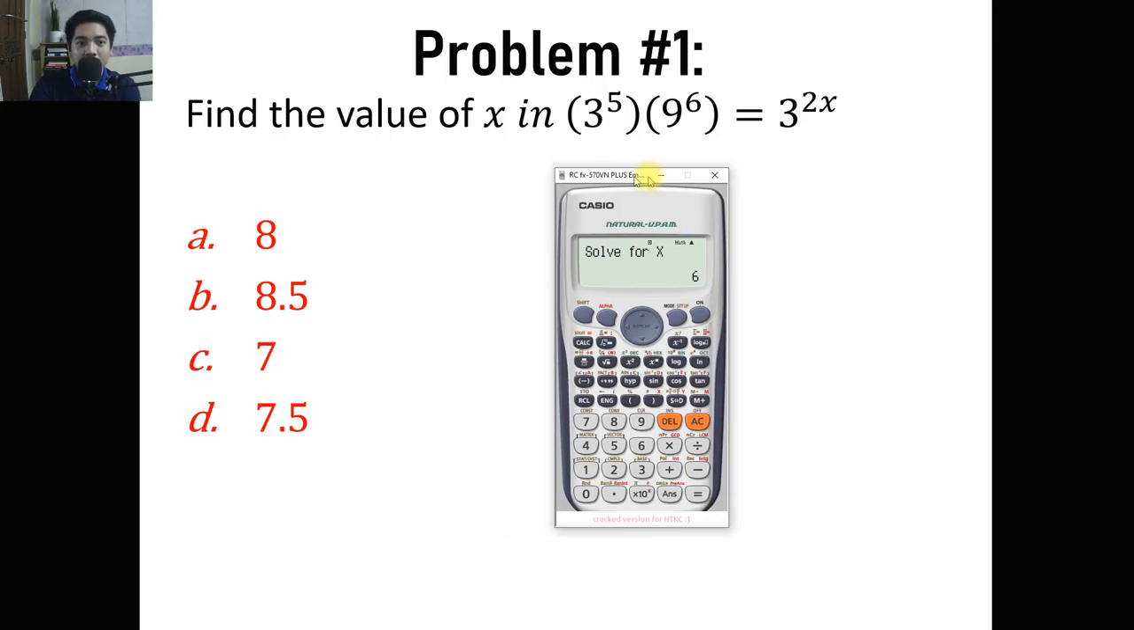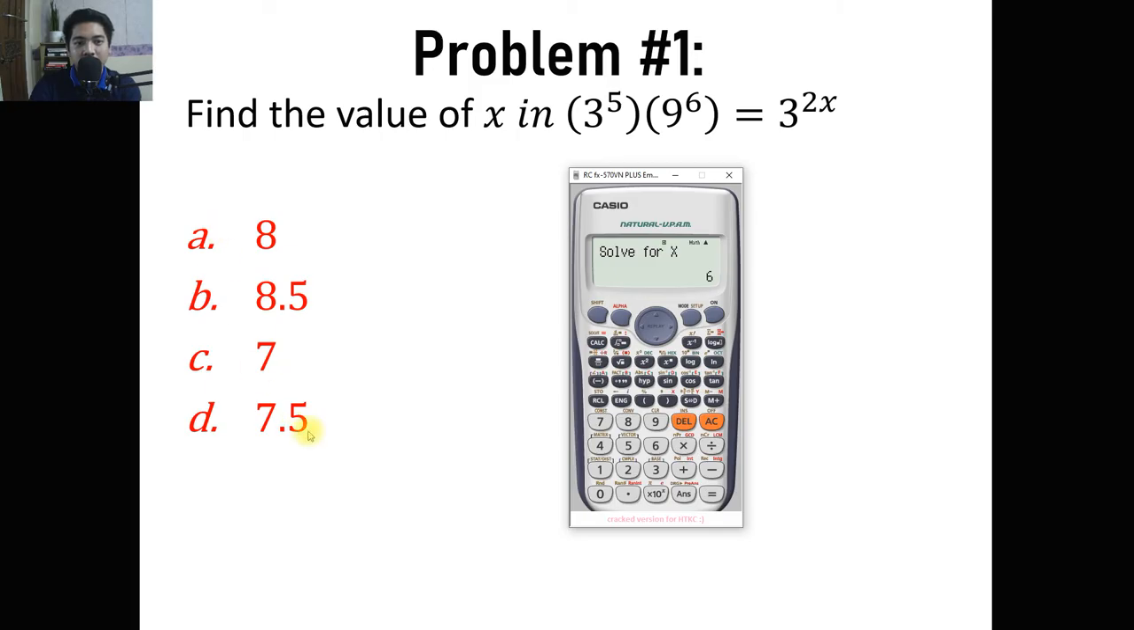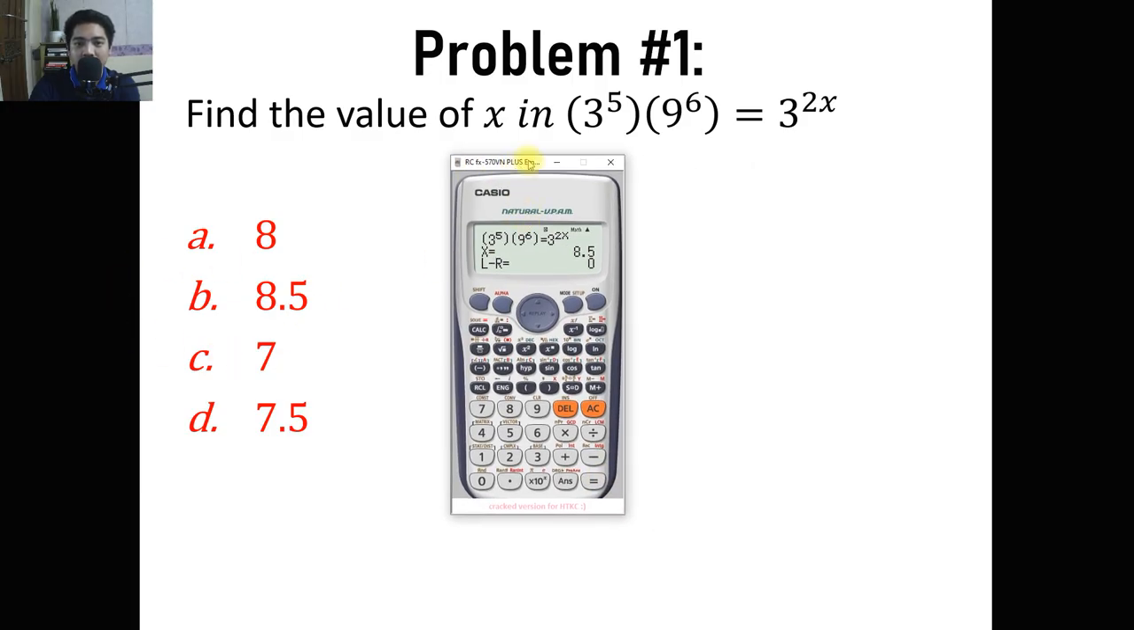Okay? So the rule is we have our choices. You can choose any of the choices because the choices are actually near to each other. In value, 8, 8.5, 7, 7.5. So I'm going to choose C, for example, 7, and press the equal sign. Your calculator solves a value of 8.5. So the answer to this is letter B, obviously.